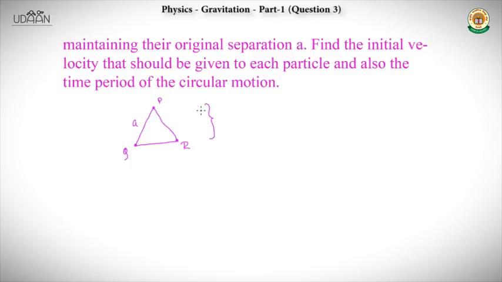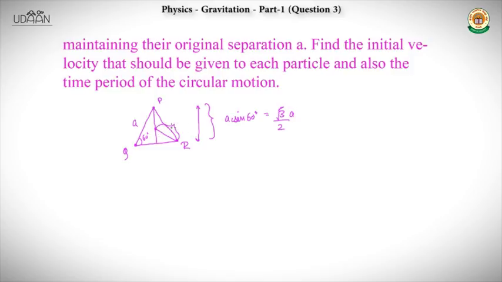So this length would be equal to A sine 60 degree, because this angle is 60 degree, like all 3 of them are 60 degree. So this would come out to be root 3 A upon 2. Now, first of all, we'll have to find the center of mass of this thing. Everyone knows that the center of mass of an equilateral triangle would be at the median. So the particles would rotate about the center of mass. If we put in the equations of uniform circular motion, we have to consider this point as the center.